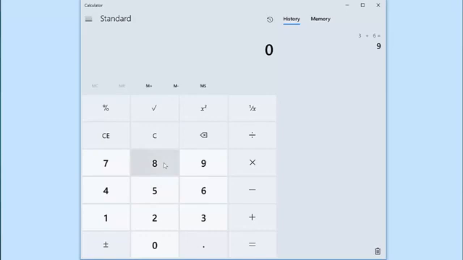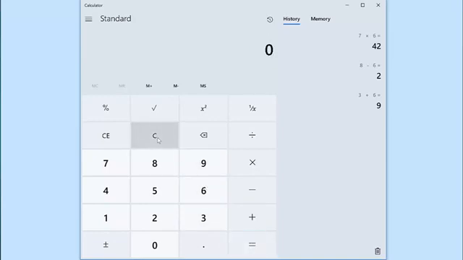Now let's start with 8 and subtract 6. We find out that equals 2. Again, let's clear the calculator. Now let's try multiplication. Let's start with 7 and multiply by 6. We'd find that equals 42.